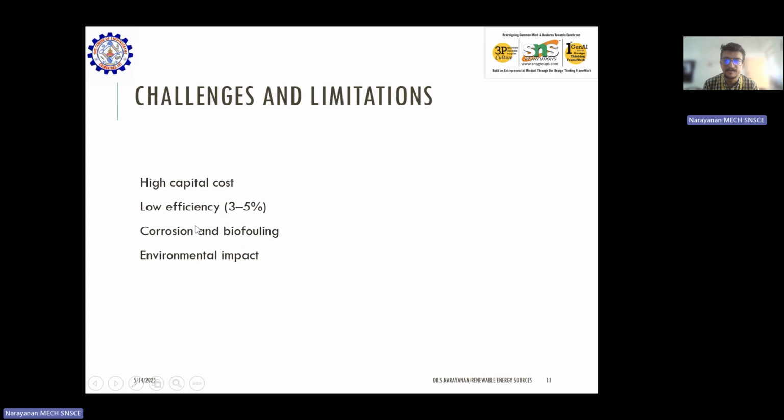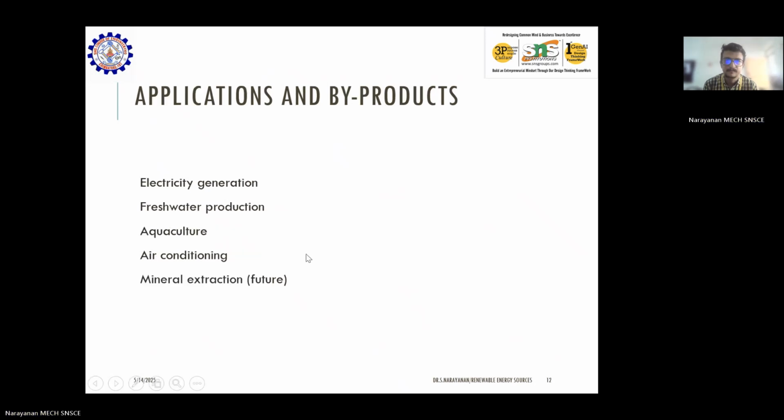Challenges: high capital cost. To establish it, we need a lot of equipment. So the capital cost is high and efficiency is lower. That is, we have to give power to run the pump. So the efficiency will be around 3 to 5%, and there is a chance of corrosion and biofouling as salt water is involved. So applications: electricity generation, freshwater production, that is desalination of seawater, aquaculture and the production of estuaries, air conditioning, and mineral extraction.